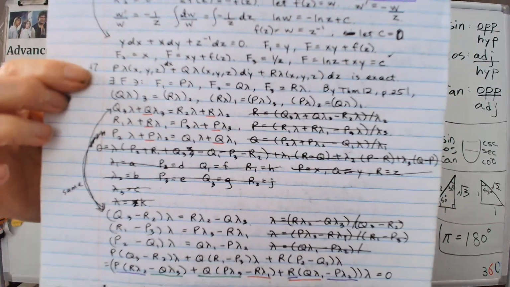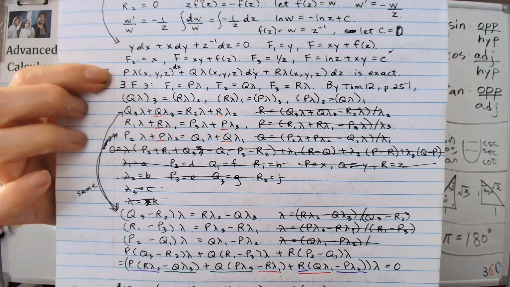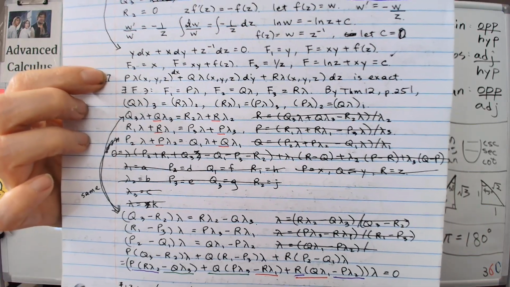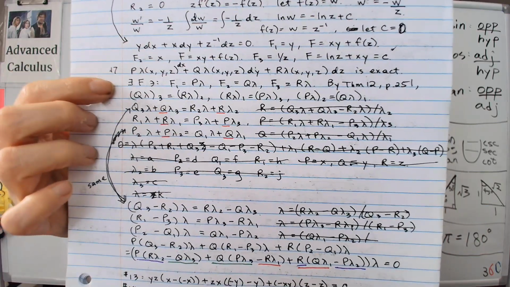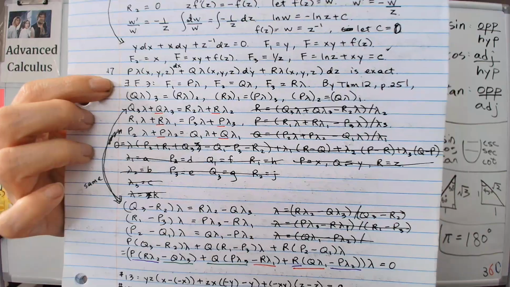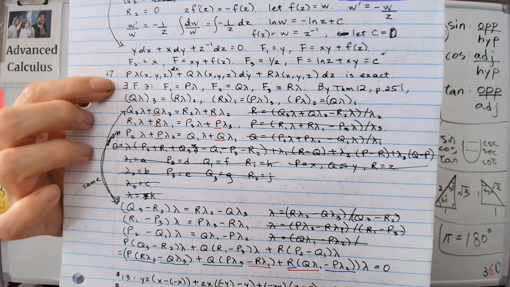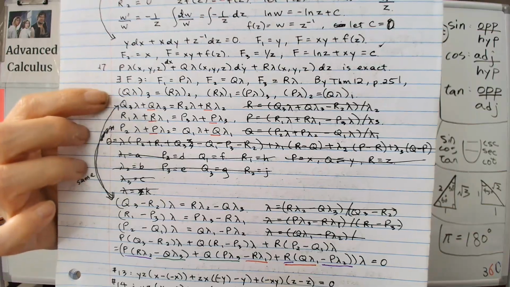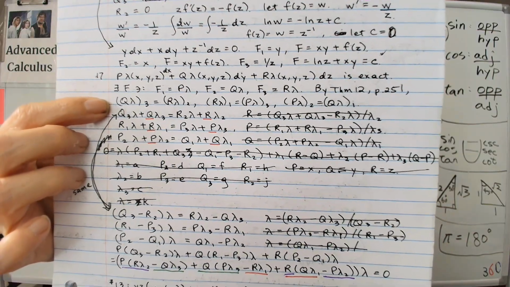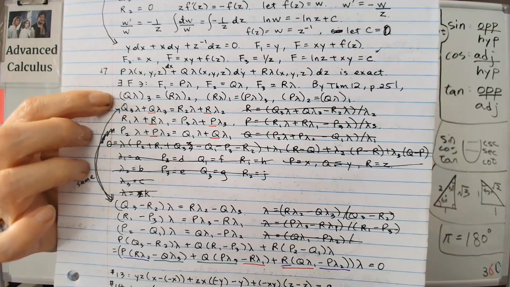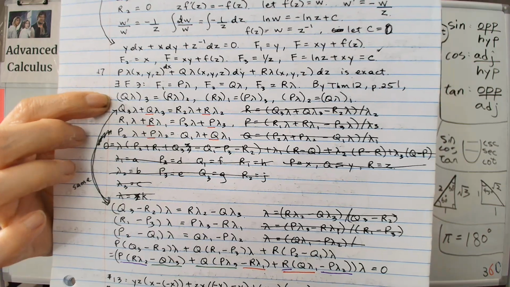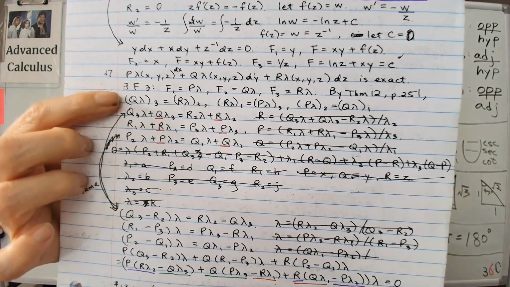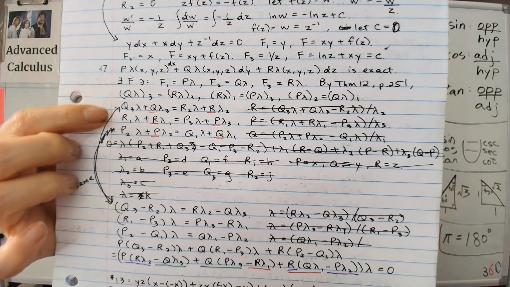So we have P, Q, R multiplied by lambda is going to be exact. Then that means there exists some potential function big F, such that F1 is P lambda, etc. And the Stokes theorem's requirements are satisfied. That is, Q lambda 3 is equal to R lambda 2, etc. So after we do the differentiation, we get 3 equations.